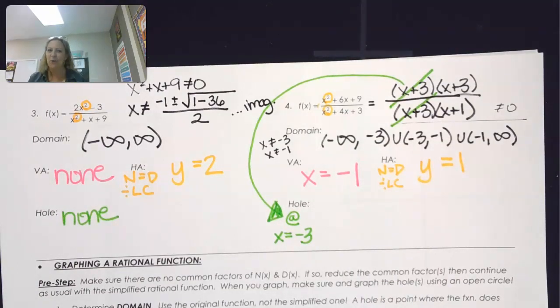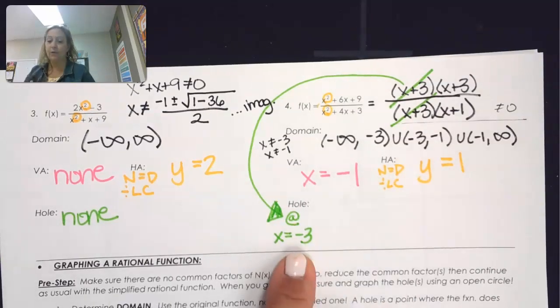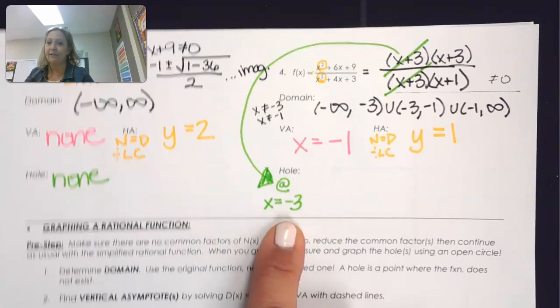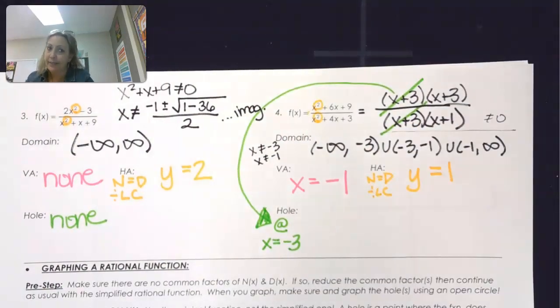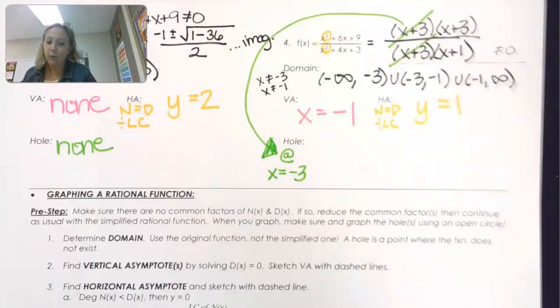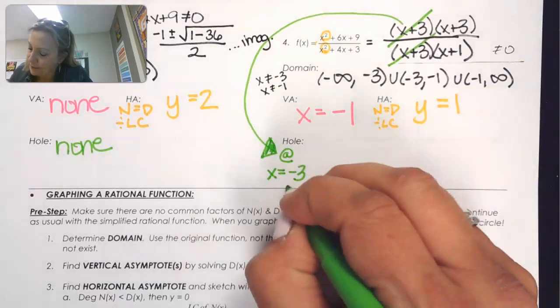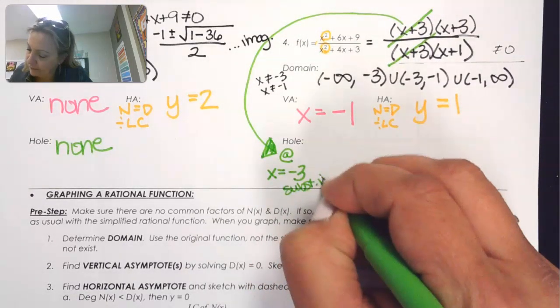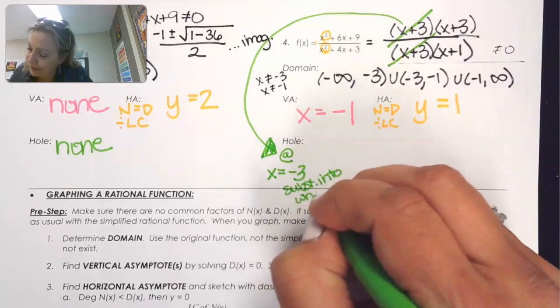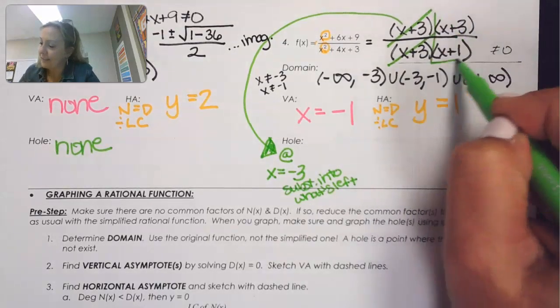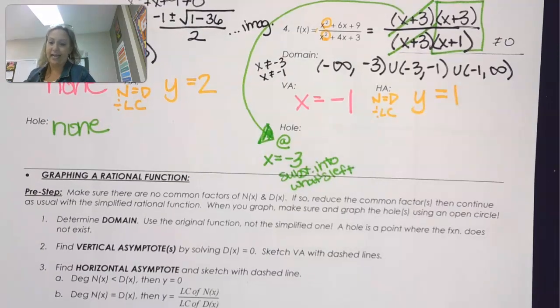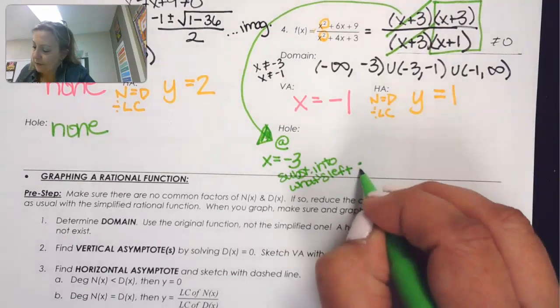So we finally got into this hole. Are you excited? Let's talk about how we would find the hole. To find the hole, we're going to use x equals negative 3. But the issue is that if we put it in the actual function, we're going to get something divided by 0, right? We'll get 0 over 0, actually. And that's not going to work. So what we're going to do is substitute this in to what's left after you cancel, okay? What's left after we cancel is x plus 3 over x plus 1.